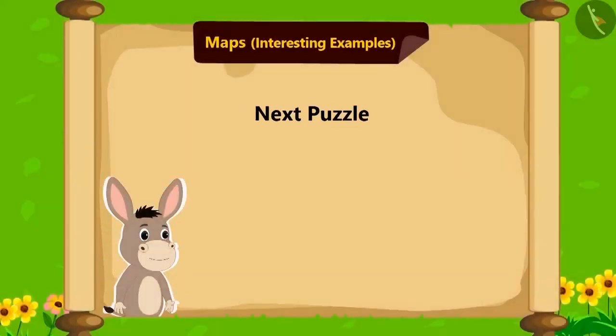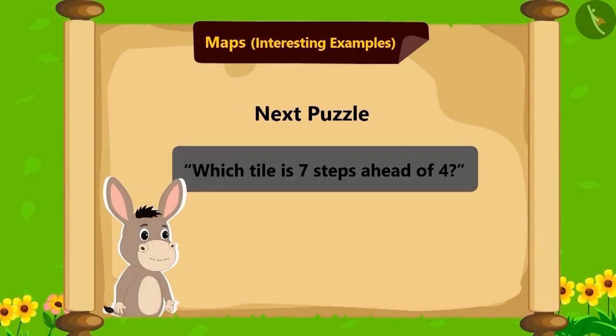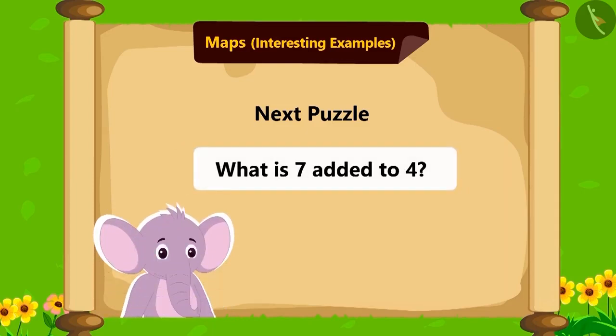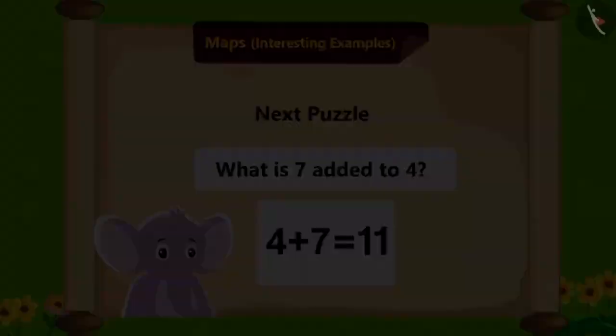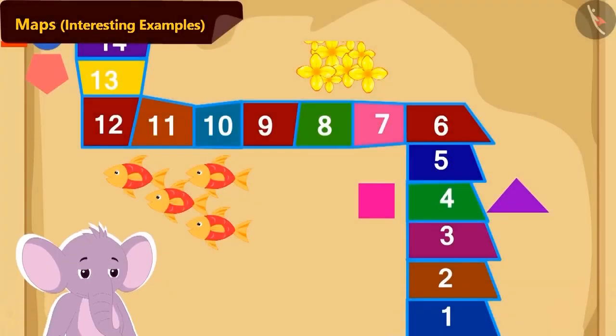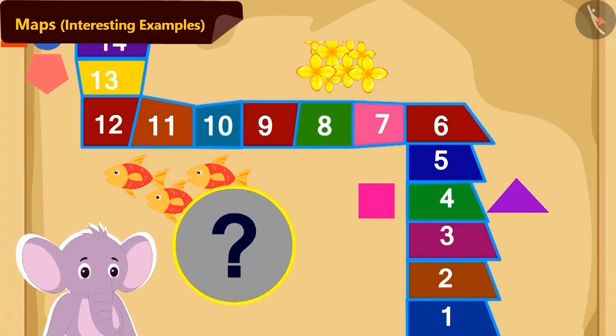Bhola's next puzzle is, which tile is 7 steps ahead of tile number 4? Children, do you know its answer? How much is 7 added to 4? 11. 7 steps ahead of 4 is tile number 11. Now how will Appu reach tile number 11 from number 4 tile?